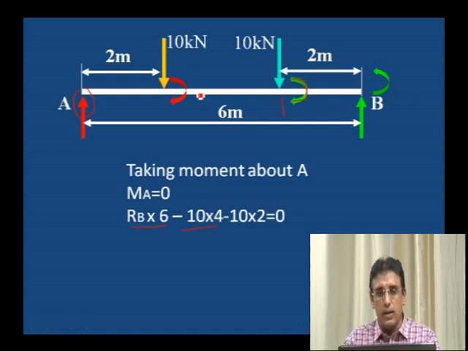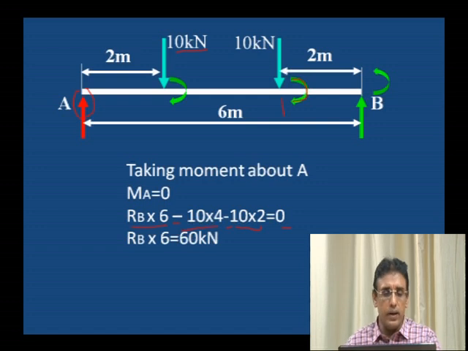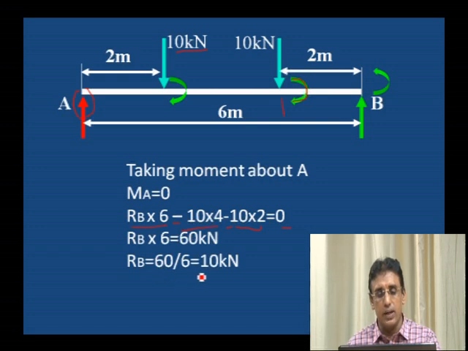Next one is again a clockwise moment, 10 kilonewton acting downward, that is 10 into 2, the distance is 2 meter. 10 into 2, 10 into 4, and then RB into 6. These two we are considering as a minus value, and RB into 6 is a positive moment, equal to 0. Then we will get RB into 6 is equal to 60. Therefore, RB is equal to 60 divided by 6. We got the value of RB.